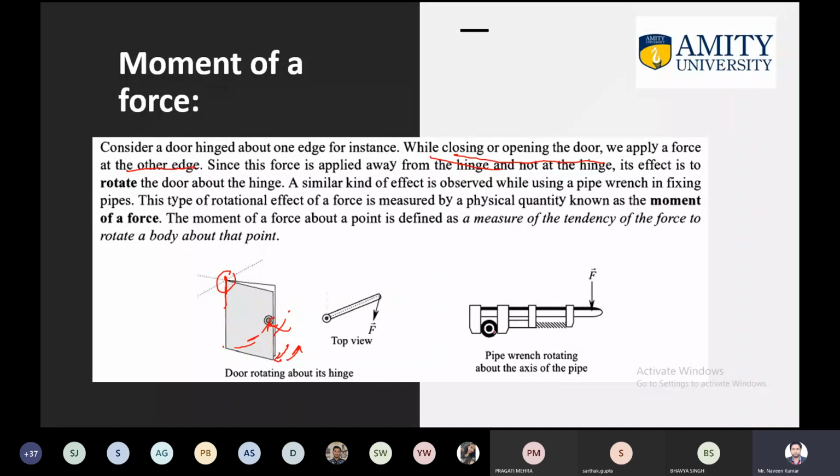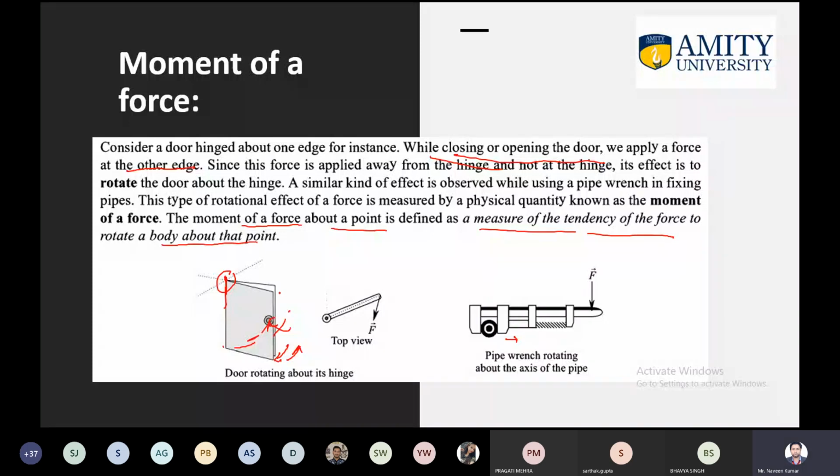If you have to open this part, then what will happen? It will move backward. If anybody has seen this, the force is applied here and it is moving like that. So the main example is of a door. Simply we can say that the moment of a force about any point is defined as a measure of the tendency of the force to rotate a body about that point.